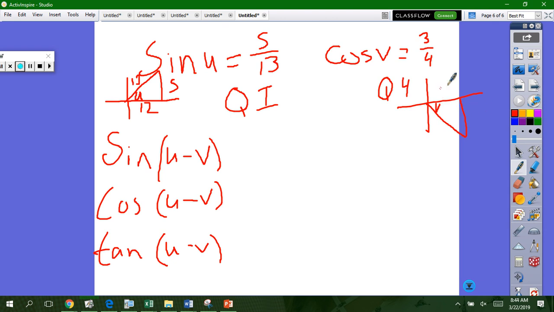Okay, 3 over 4. What's the other guy? Negative root 7, by doing Pythagorean theorem, right? You guys should know how to do Pythagorean theorem. Okay, is everybody there with me? Does everybody understand what I have?